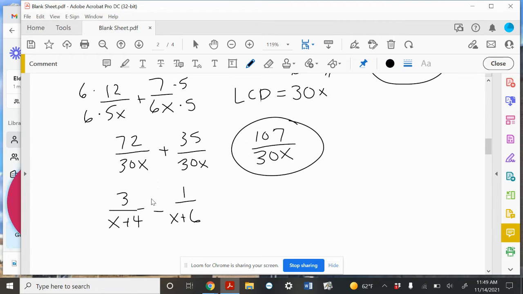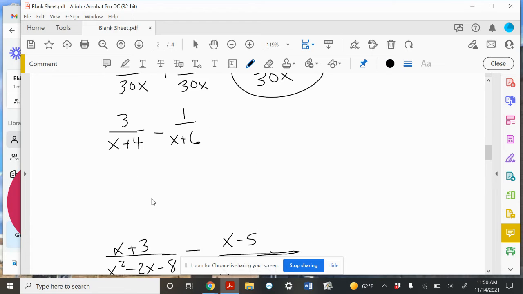In the second one, I have a denominator of x plus 4 and another one of x plus 6. Of course, they are not the same. They have to be exactly the same if I'm going to add them. So that would be x plus 4 times x plus 6.